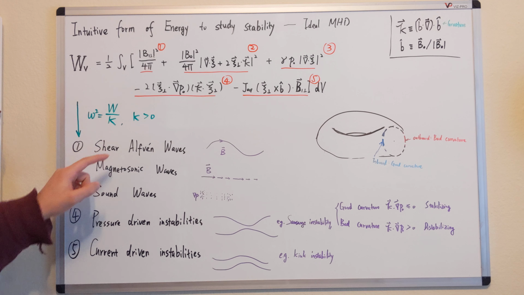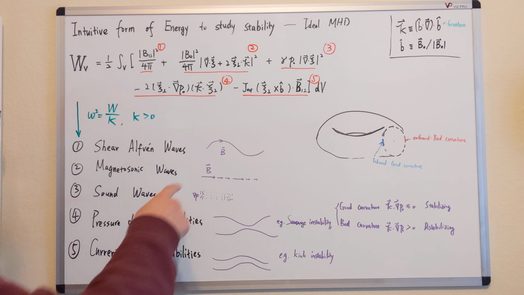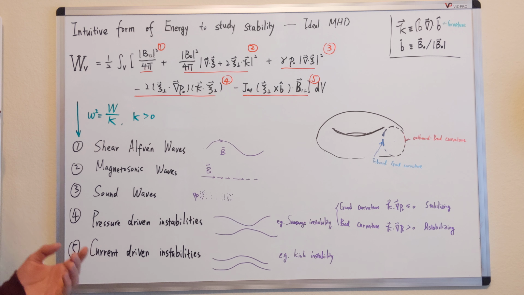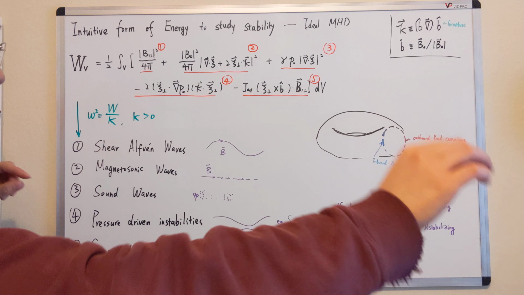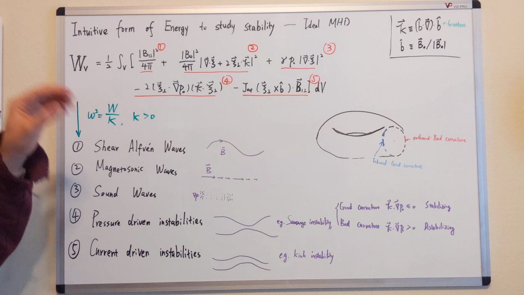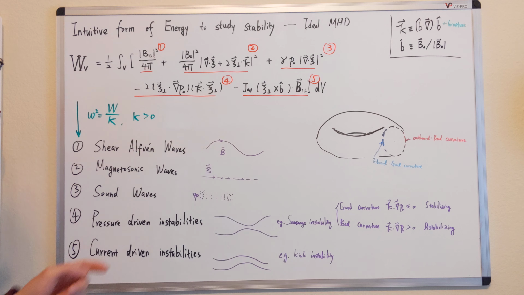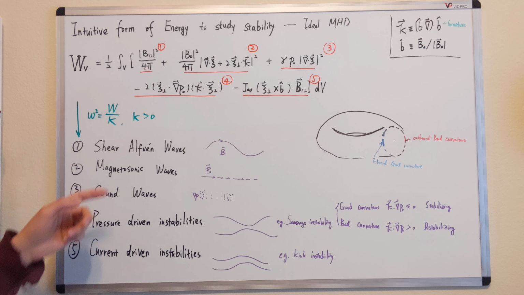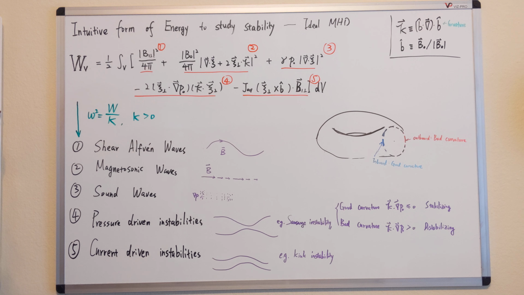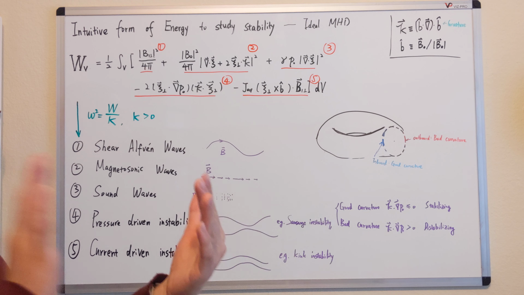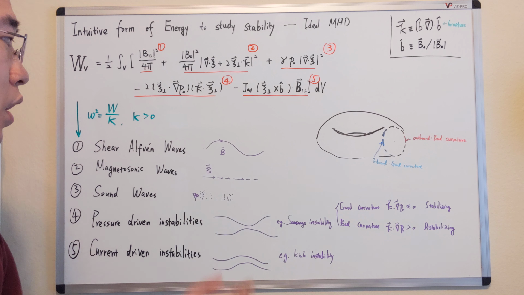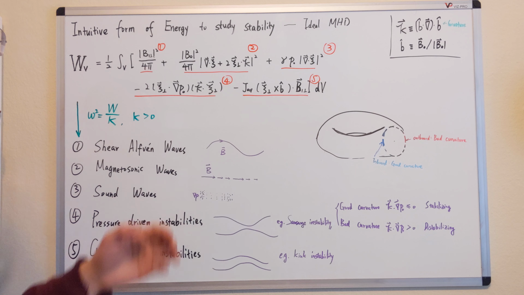So the first term can be understood as the shear Alfvén wave. You can think that some energy is stored in the motion of the magnetic field, like an oscillation of the magnetic field. And the second term can be understood as the magnetosonic wave or compressional Alfvén wave. The compression of the magnetic field stores some energy in it, so the energy is stored in the magnetic field as well.